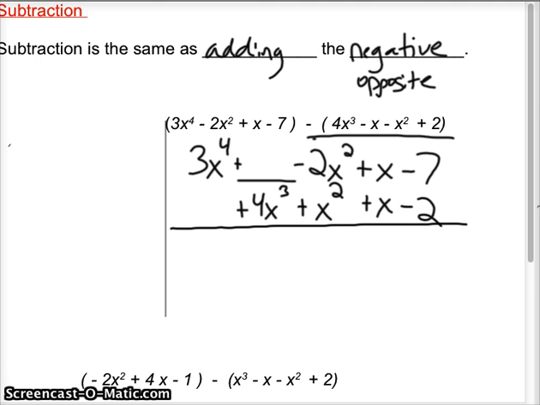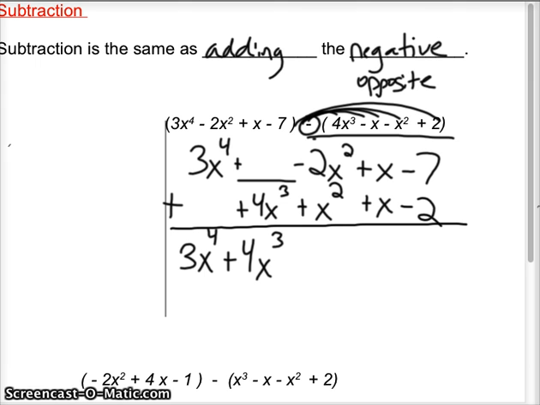Now, why have I gone to all the work to do that? Well, because if you notice now, it's the same as what we did in the first notes. We distribute that negative throughout everything. It's now an addition problem. So we get 3x to the 4 plus 4x cubed, negative 2x squared plus a 1x squared is a minus x squared. x plus x gives us 2x. Negative 7 minus 2 more is a minus 9.